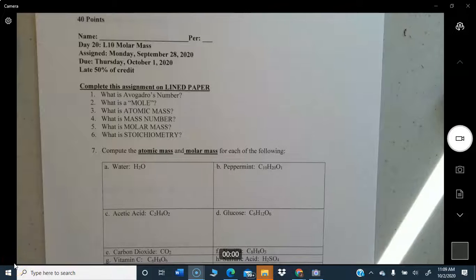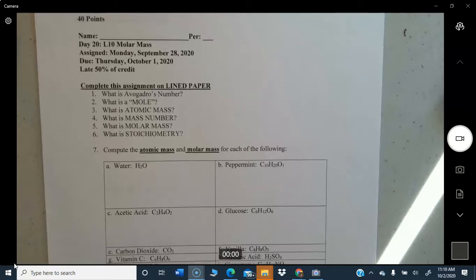AP Chemistry, this is day 20, lesson 10, molar mass. This is the solutions video for this lesson. So we start off talking about a couple of questions.